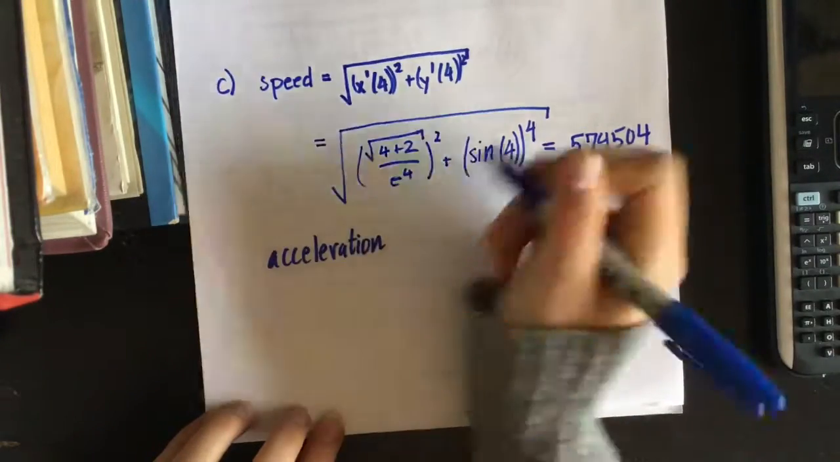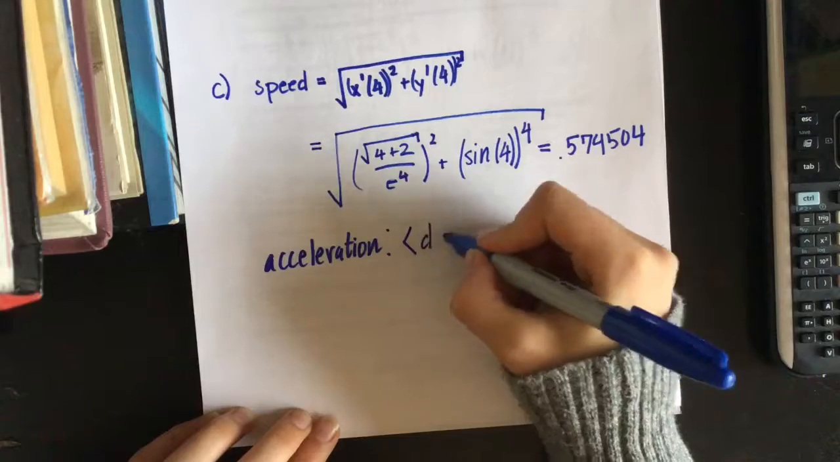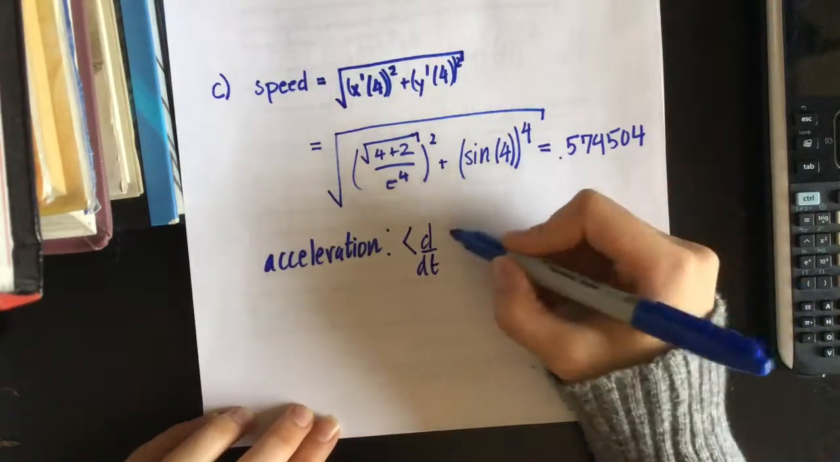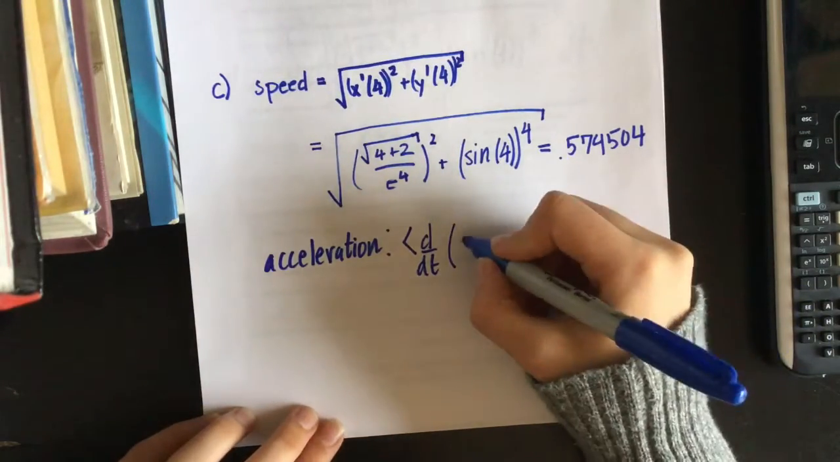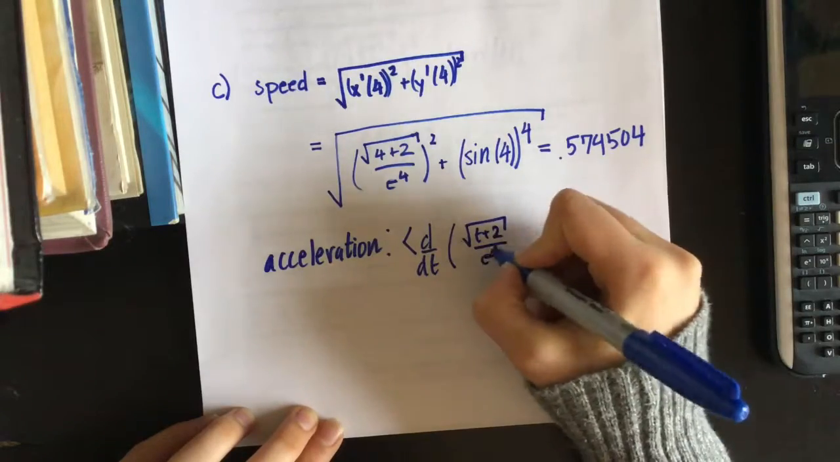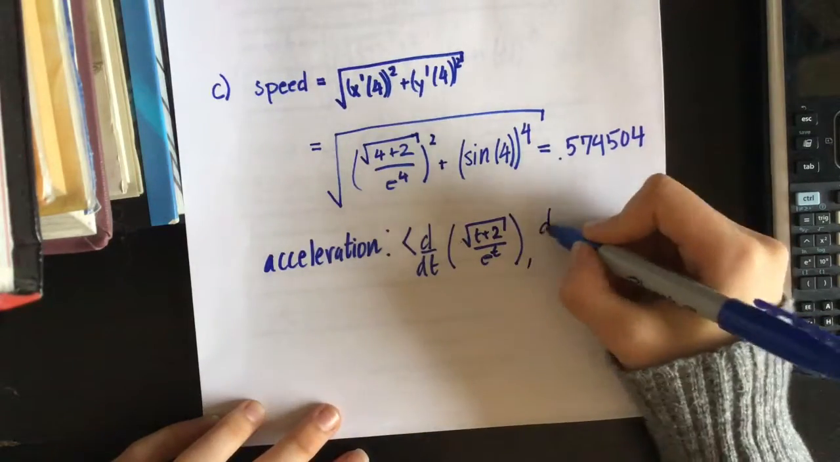For the second part of part C, since we know that acceleration is simply the derivative of velocity, all we have to do is take the derivative of the two velocity vectors we are given and then plug in time t equals 4.